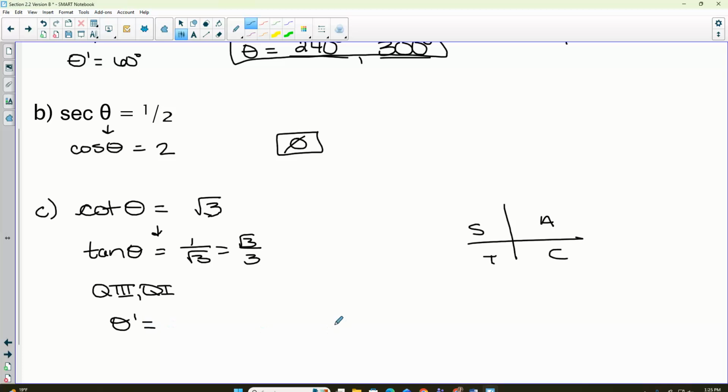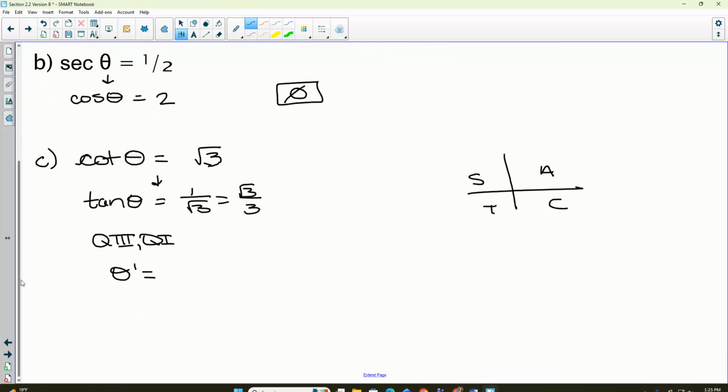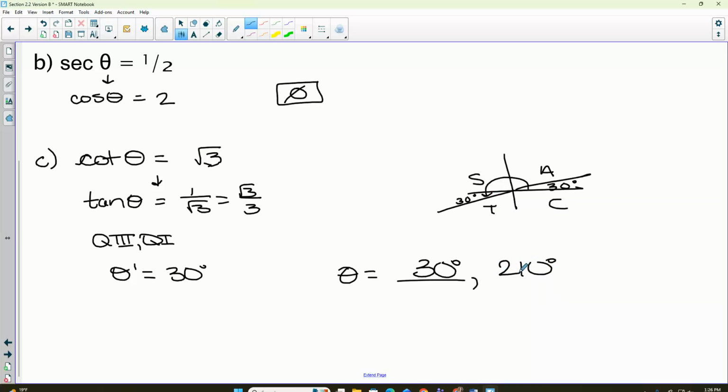Reference angle, we are asking ourselves, when is tangent radical 3 over 3? So tangent of 0 is 0. At 30, it's radical 1 over radical 3, which is radical 3 over 3, so that's 30 degrees. In quadrant 1, your reference angle and your angle are the same, so it's just 30 degrees. In quadrant 3, if this is 30, 180 plus 30, 210. And those are the answers. Any questions there?